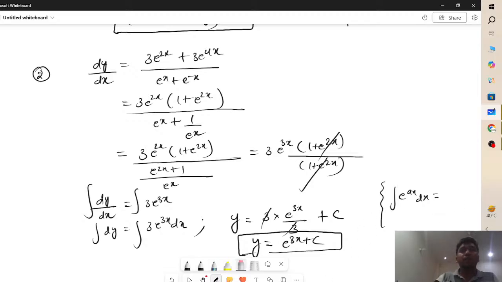Okay, integration of e raised to the power ax dx is e^(ax) by a plus c, and here our a is 3 in this question, and this is our final solution.